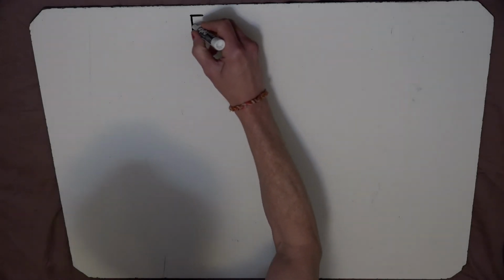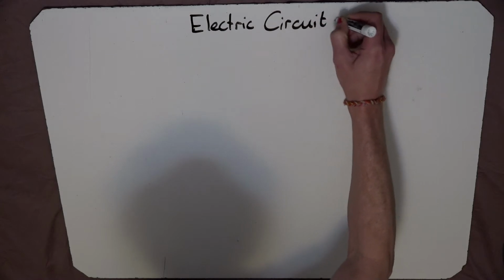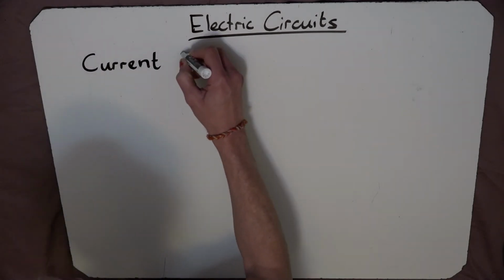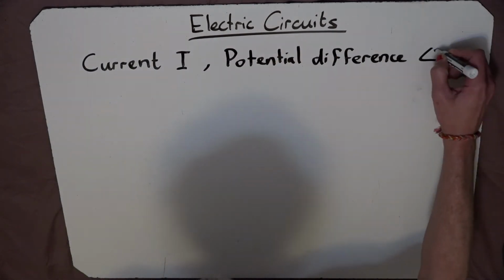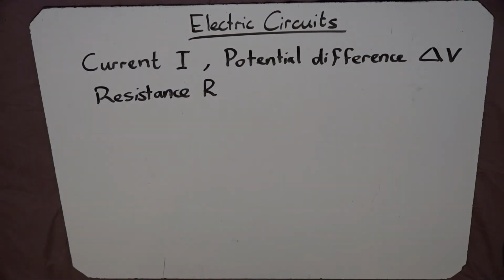Hi everyone, I'm going to discuss the basic concepts of electric circuits. Electric circuits are characterized by three physical quantities. These are current, potential difference, and resistance. First, I'd like to take some time to help you understand what each of these physical quantities mean and what role they play in the functioning of an electric circuit.